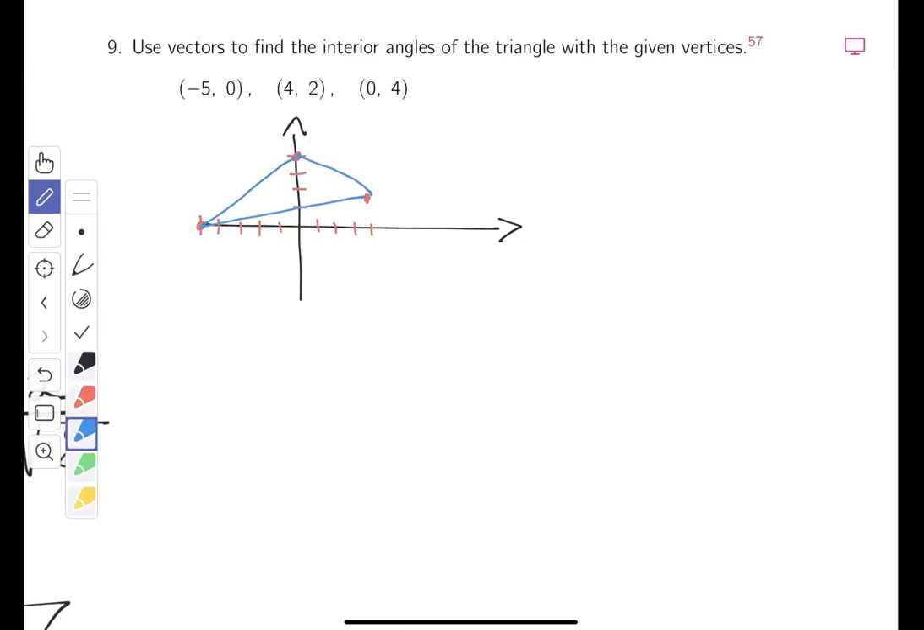And I'm going to use vectors. I'll tell you what vector I'm going to do first. I'm going to call this A. I'm going to call this B. And call this C over here. All right. I need to move the triangle so it's in standard position. And I want to do A first. I'm going to put that down over here.